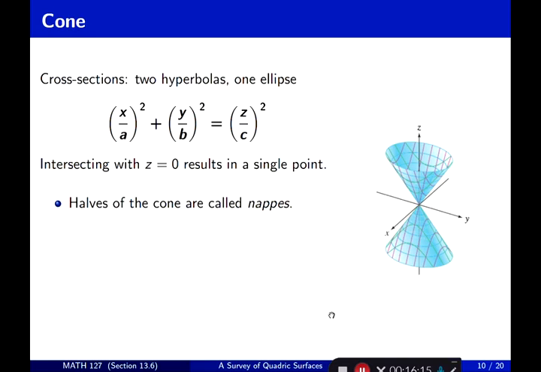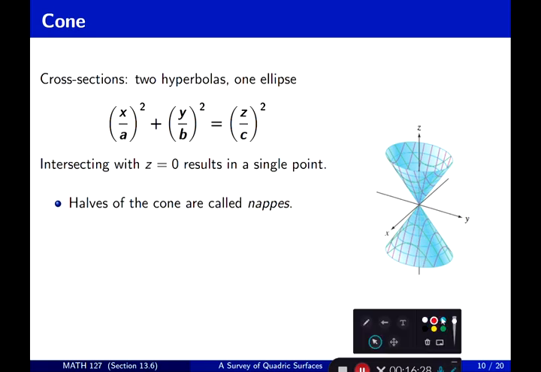We are going to compare all of these together in a few slides later. Notice each half of the cone is called a nappe. So this is one, and this one is the other. One nappe, another nappe.